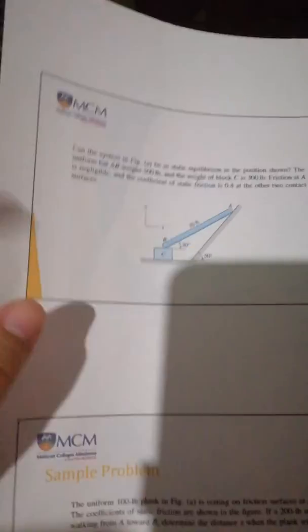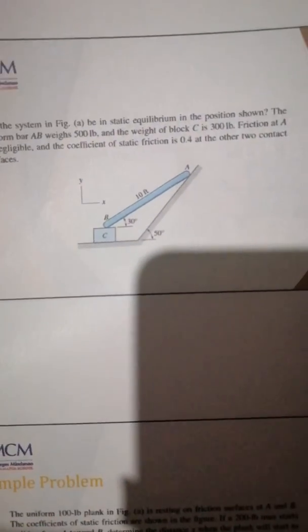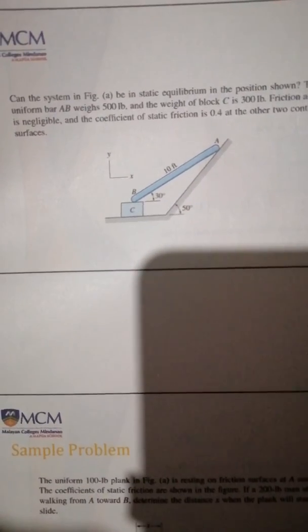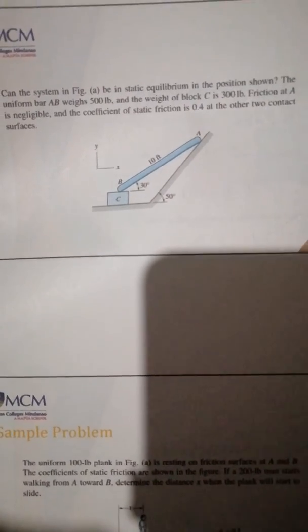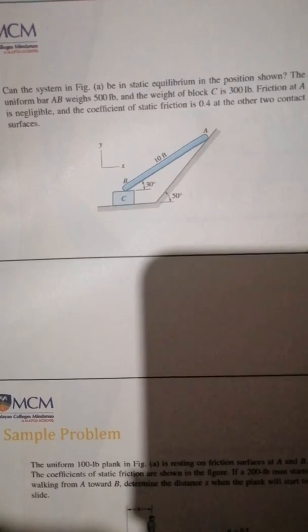Okay. Let's have this one. Can the system in figure A be in static equilibrium? In the position shown, the uniform bar A weighs 500 pounds and the weight of block C is 300 pounds. Friction at A is negligible and the coefficient of static friction is 0.4 at the other two contact surfaces. Okay, ganito siya.